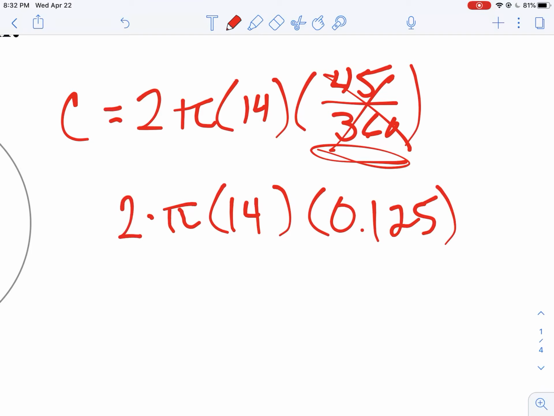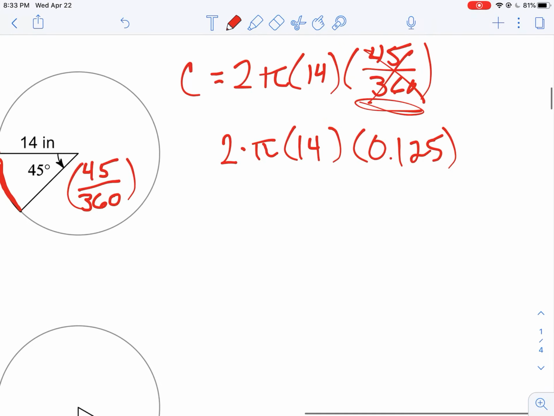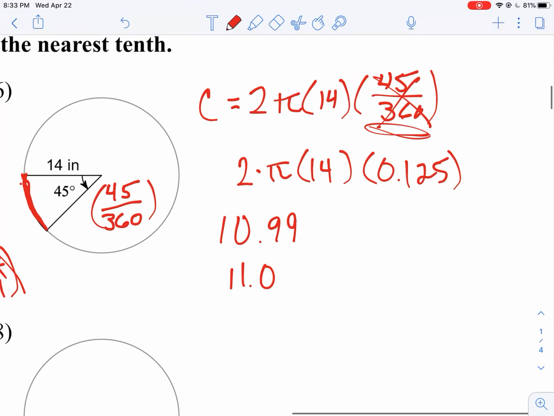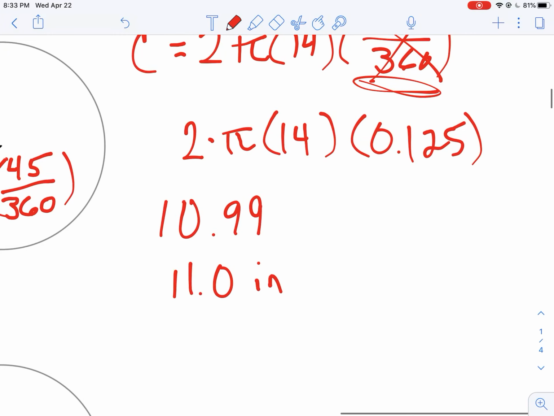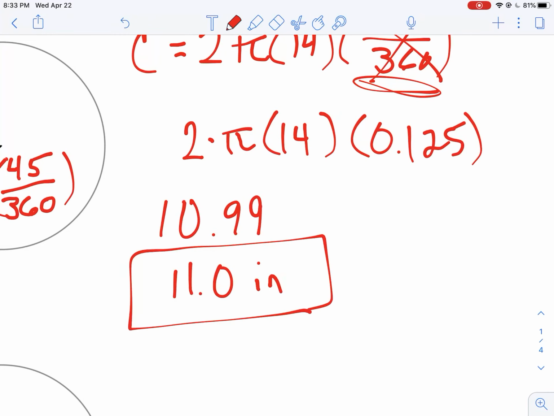So in my calculator, you can do it in any order you want. It's all multiplication. So I'm going to do 2 times pi times 14 times, and the fraction of the circle, 0.125. Enter. My answer, another one rounding to a whole number, I got 10.99, which when rounded rounds up to 11. You don't have to put the 0.0. I'm just doing it because it says rounded to tenths. You do not have to do that. Inches. That is the arc length.